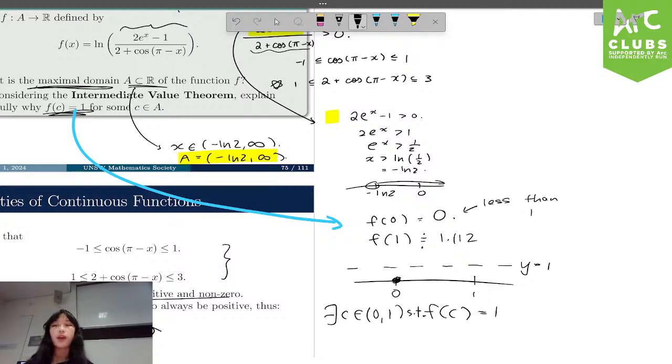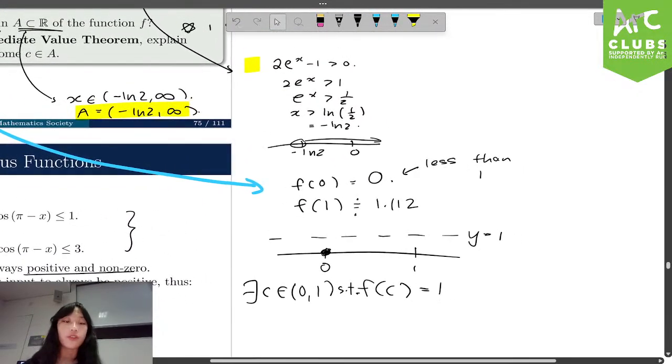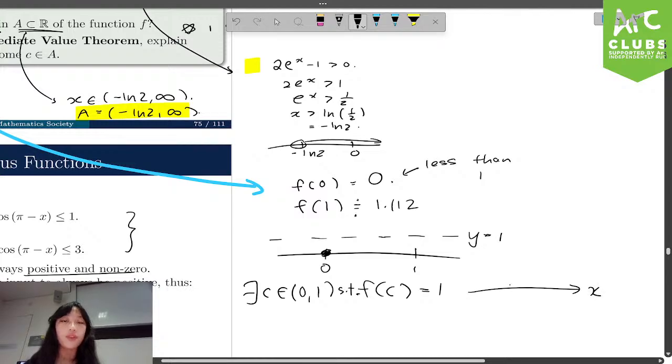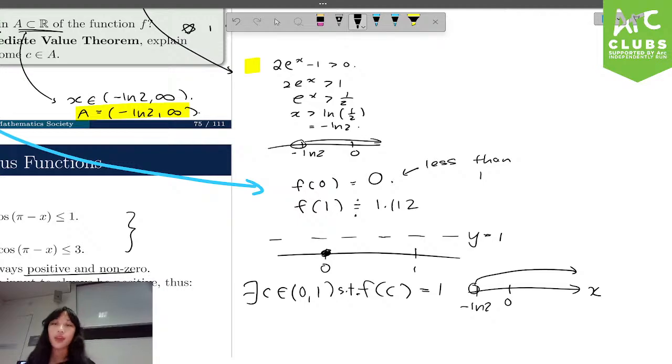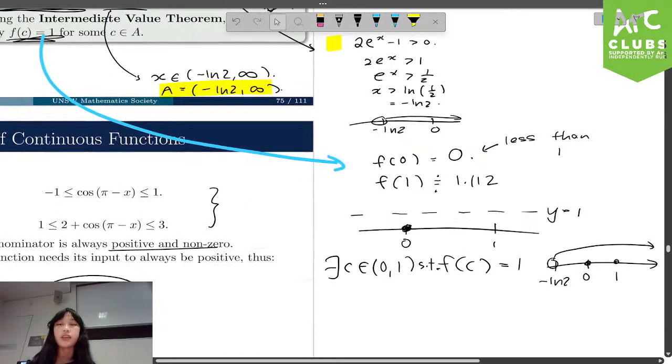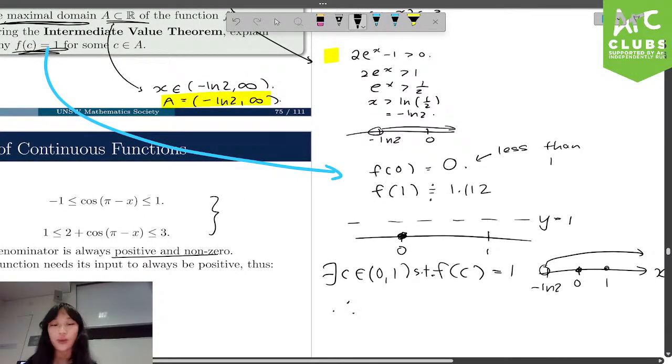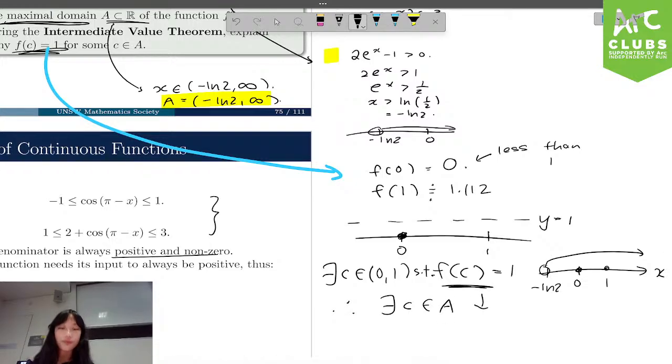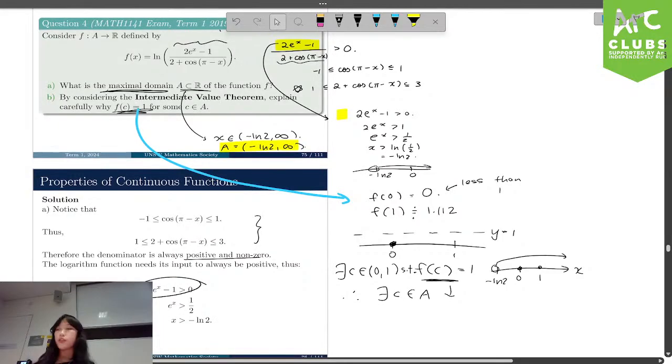The last thing that we have to verify is that this interval 0, 1 is actually within A, which is the maximal domain that we've defined. And it is, which is very helpful for us. If I draw it out again, the maximal domain is from negative ln of 2 to infinity. The values that we've picked are 0 and 1, which are both, thankfully, within A. So there must exist a c in A such that this is true. We've proven that with the intermediate value theorem, and that's all fine and good.